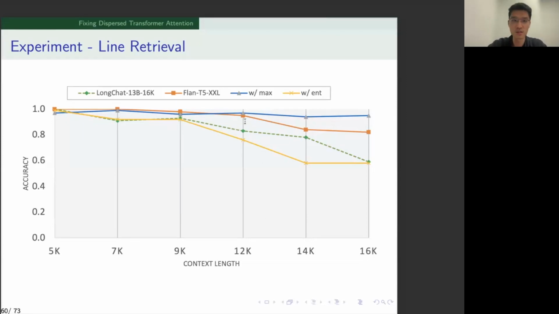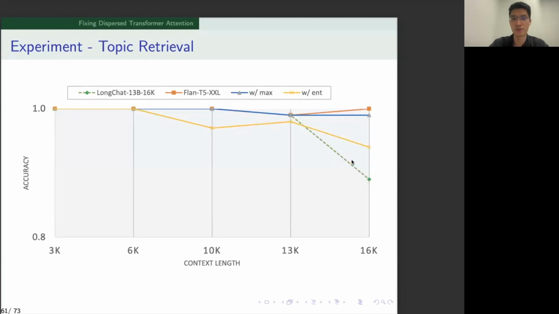So let's go back to the line retrieval test. The green curve is the Longchat 13B model, and the Flan-T5 XXL model is the orange curve. As you can see, it's already better than Longchat 13B 16K without any further fine-tuning. This Flan-T5 model was pre-trained using sequences of length 512 only. So this is pretty surprising, and for some reason it was ignored before. And after applying the proposed fix, for example, align by max, we can almost achieve perfect line retrieval performance. Again, this is done without any further fine-tuning. But the entropy alignment seems to deteriorate the performance a little bit.